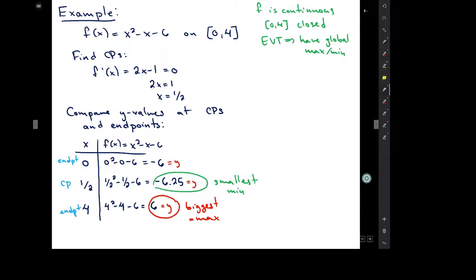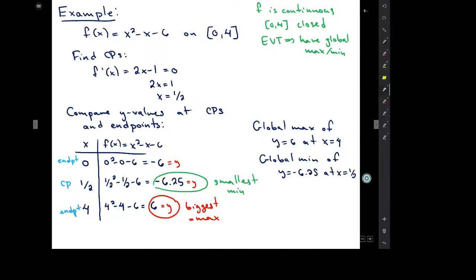And so overall, I have a global max of y equals 6 at x equals 4, and a global min of y equals negative 6.25 at x equals 1/2. So in this case, one of my global extrema happened at a critical point and the other one happened at an endpoint.